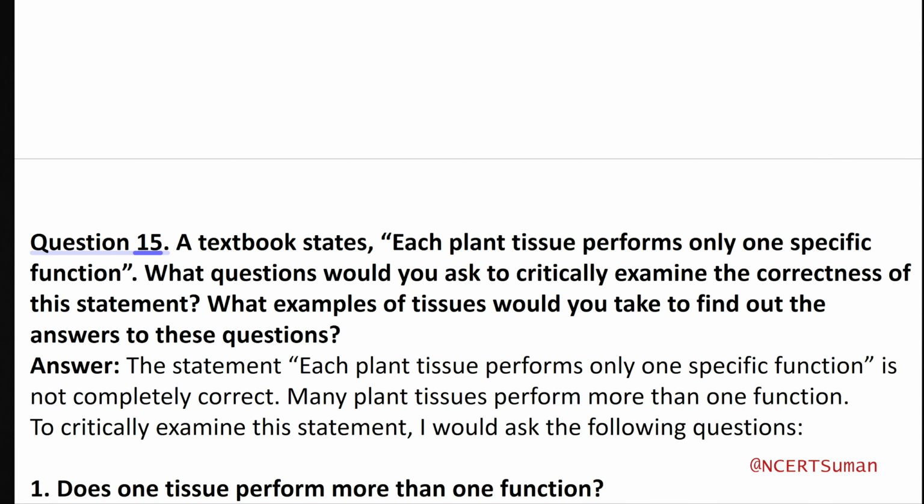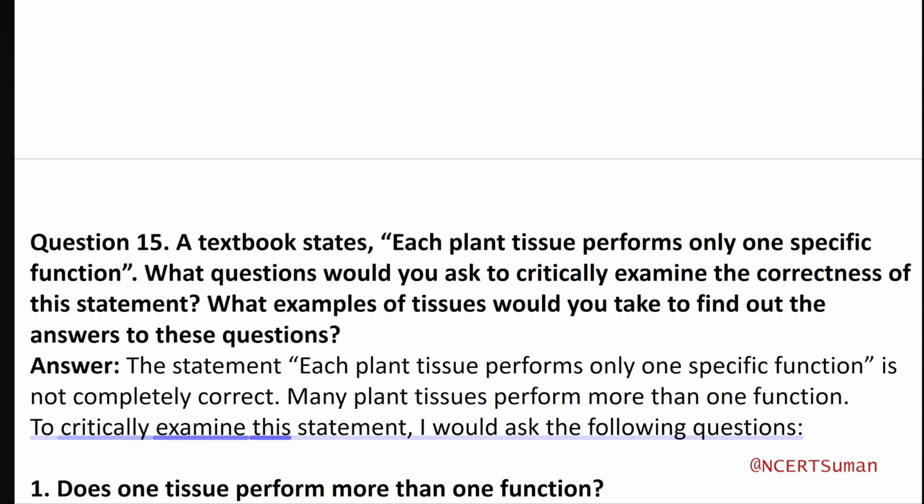Question 15. A textbook states, each plant tissue performs only one specific function. What questions would you ask to critically examine the correctness of this statement? What examples of tissues would you take to find out the answers to these questions? Answer: the statement, each plant tissue performs only one specific function, is not completely correct. Many plant tissues perform more than one function.